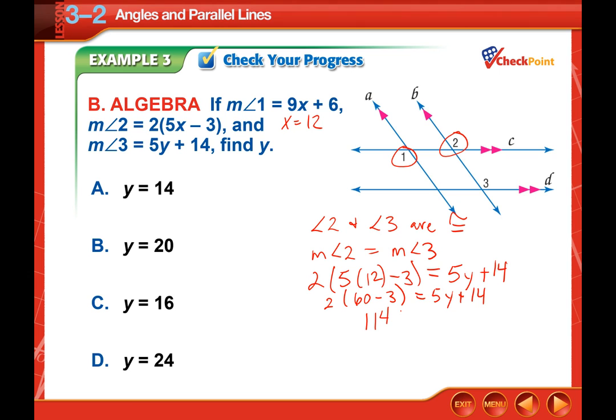114 is equal to 5y plus 14. Subtract 14 from both sides. 100 is equal to 5y. And 20 is equal to y. So our answer is B.